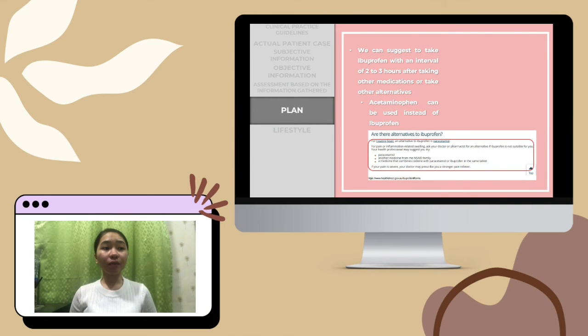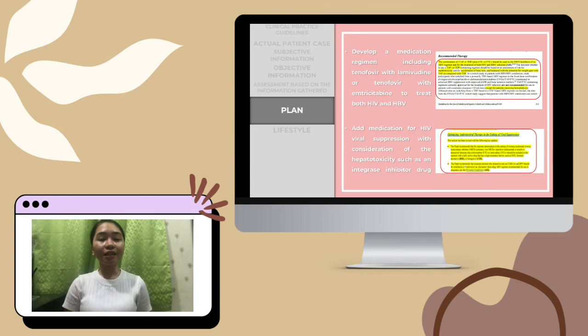So let's proceed to the plan. We can suggest taking ibuprofen with an interval of 2 to 3 hours after taking other medications. However, another approach to consider is finding alternatives for the object or precipitant drug. Acetaminophen can be used as needed for leg pain to prevent possible drug reaction when co-administered with the other drugs, specifically paroxetine and emtricitabine. However, acetaminophen should be at low dose only because it may induce hepatitis at higher doses.